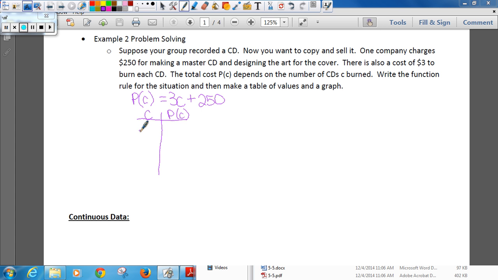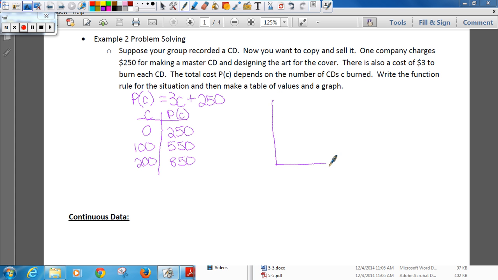let's say I have 0 CDs, $250 for the initial. Then I'm going to go up by 100s. So if I have 100 CDs burned, it's going to charge me $550. And I'm going to go ahead and put a couple more. Really, you only have to do 2 in order to do the graph, but I'm going to go ahead and keep going. And I'm going to do 200. And that would give me $850 it would cost me.